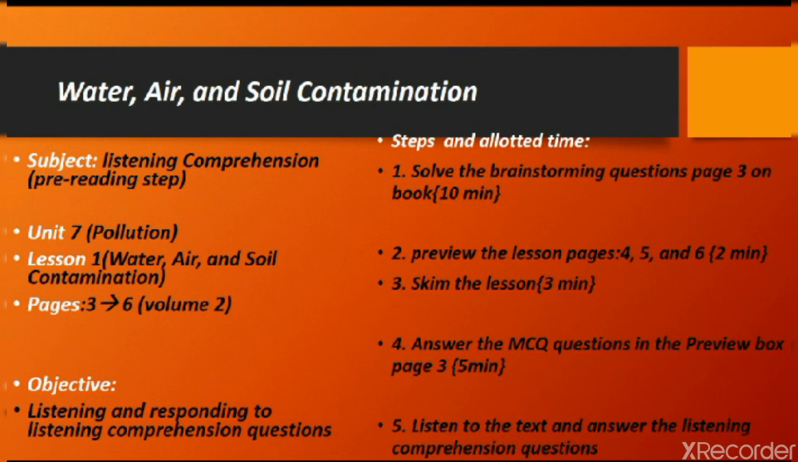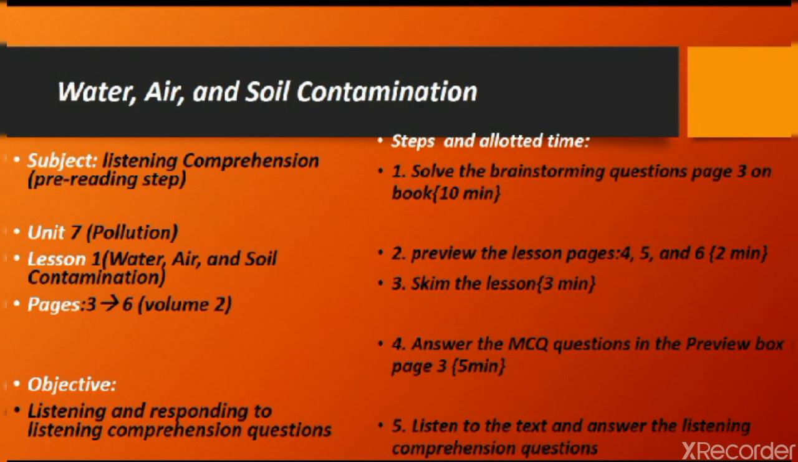The objective of this lesson is listening and responding to listening comprehension questions. You have some steps to follow and a lot of time to abide by. Step number 1, solve the brainstorming questions. Step number 2, preview the lesson by reading the title and looking at the illustrations in order to predict what the lesson might be about.